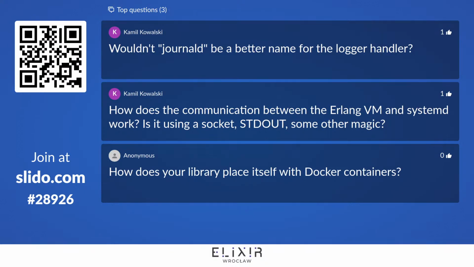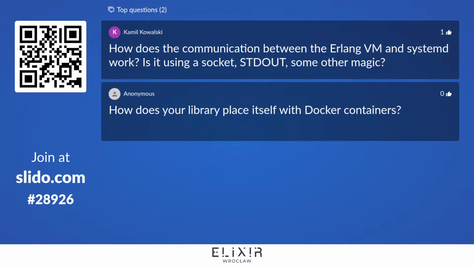Third question, from Kamil: how does the communication between the Erlang VM and systemd work? Is it using a socket, standard output, or some other magic? Just a Unix socket. Almost all communication in systemd is via Unix socket. In the future, I think I will also create another library for systemd D-Bus, which will be much heavier, because systemd uses D-Bus for most of its communication. If there is an implementation of D-Bus in Erlang that works nicely with systemd, then, for example, you will be able to start another process handled by systemd from within the Erlang VM. So it is just sockets.